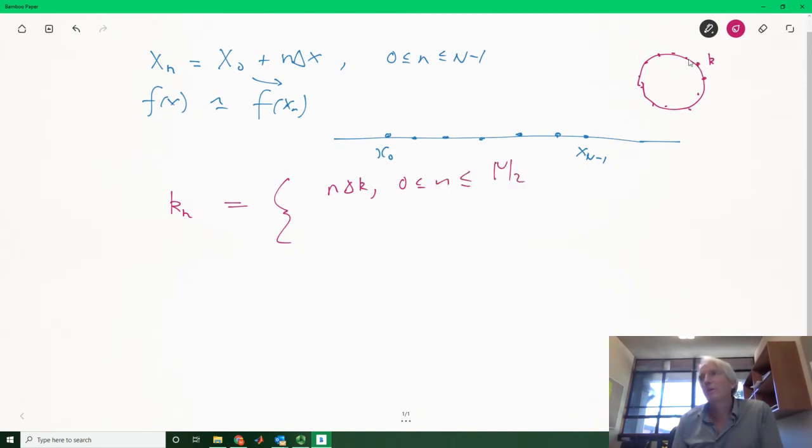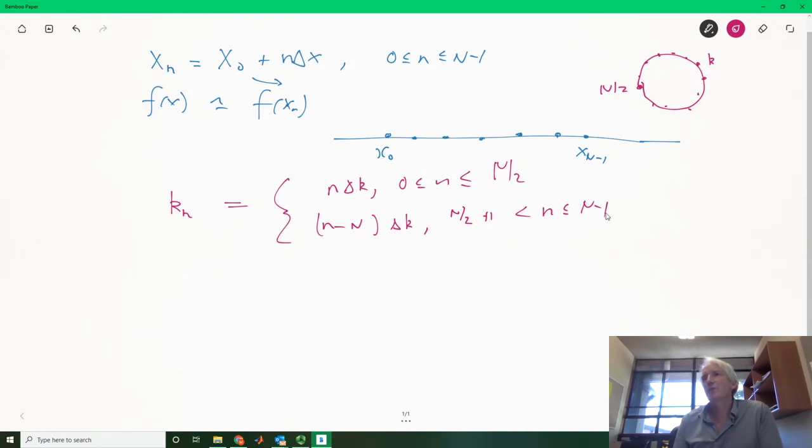Okay, because this is 1 up to here, and this one over here is n over 2. Right, we've gone halfway round. And then the back half of them starts to count down, and they've got to be negative. They're not positive. They're actually these ones, but counting down from negative. So they're n minus n delta K, and we've assumed here that n is even.